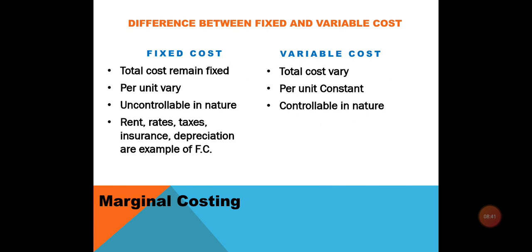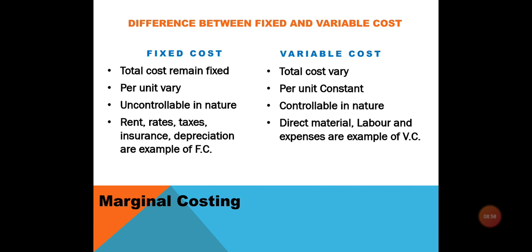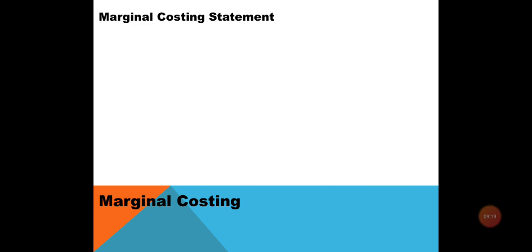Next, I have taken here some examples for fixed cost. Rent, rates, taxes, insurance, depreciation are examples of fixed cost which we have to bear irrespective of the production. For variable cost, direct material, direct labor, direct expenses are examples of variable cost. Students, to solve marginal costing examples, one should know what the marginal costing statement is, and that's why I have written here the marginal costing statement.